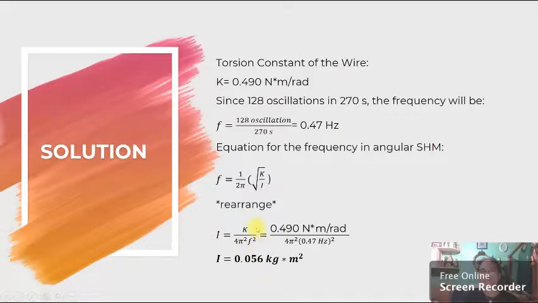So plug in the values that we have: the torsion constant of 0.490 Nm per rad over 4 pi squared times the value of our frequency, which is 0.47 hertz, squared. And then we're going to arrive at an answer for the moment of inertia, which is 0.056 kg per squared meter.